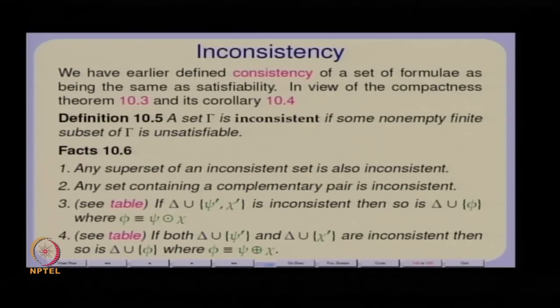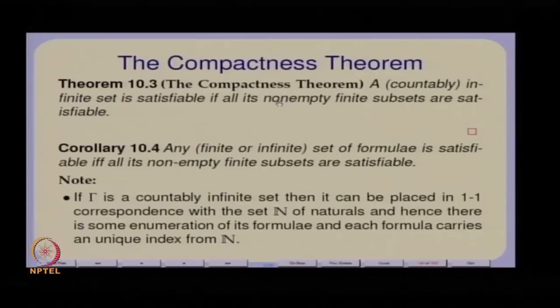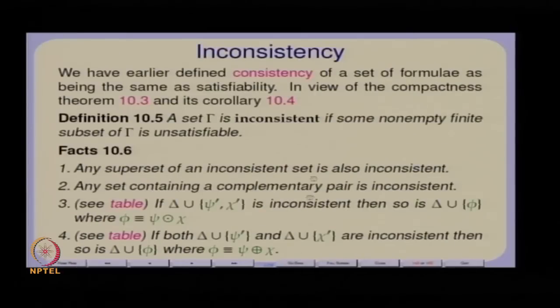One consequence of the compactness theorem is that of inconsistency. We define consistency of a set of formulae as essentially that all the formulae should be simultaneously satisfiable. So in essence, it is the same as satisfiability of a set of formulae. Now, in view of the compactness theorem and, more importantly, its corollary, I can negate both the hypothesis and conclusion of this corollary and state that a set gamma is inconsistent if and only if at least one non-empty finite subset of it is inconsistent or unsatisfiable. So inconsistency is the same as the negation of simultaneous satisfiability.